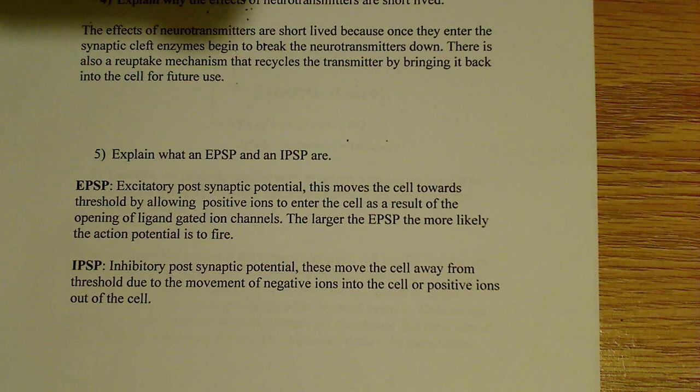And IPSP, you might have guessed by now, is what's known as an inhibitory postsynaptic potential. Okay? And these move the cell further away from threshold. Okay, so they actually bring the cell further from threshold, less likely to fire an action potential. Okay, and that's due to the movement of negative ions into the cell or positive ions out of the cell. Okay, so it could be one or the other. But essentially, the main point is it's bringing the cell further from threshold. Okay?